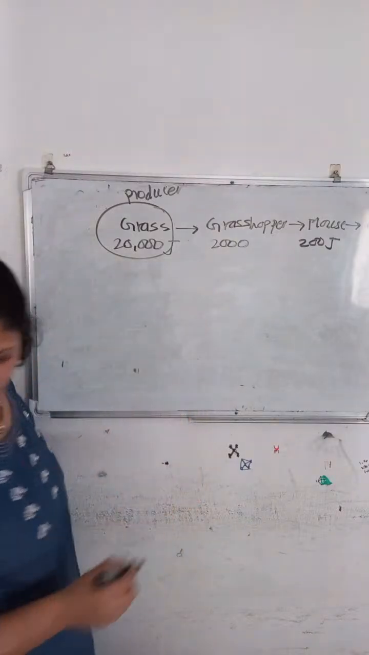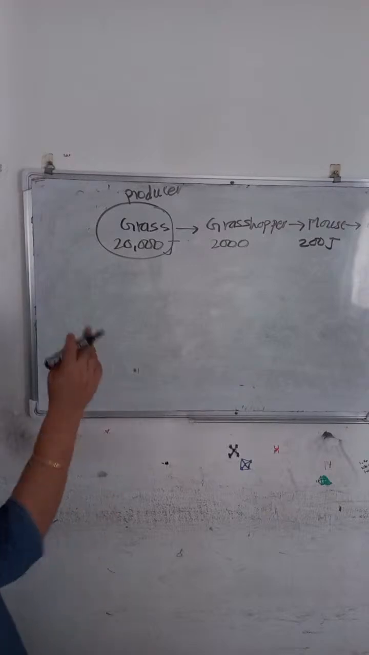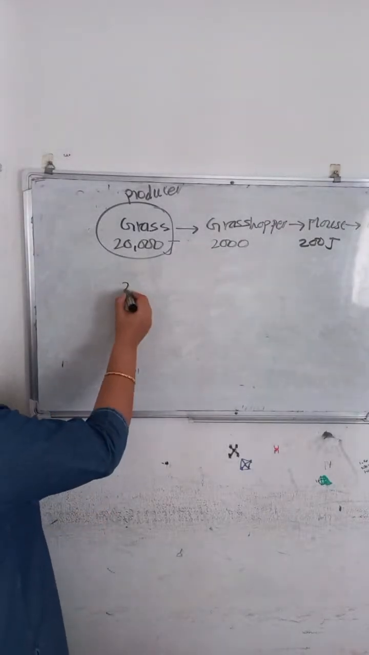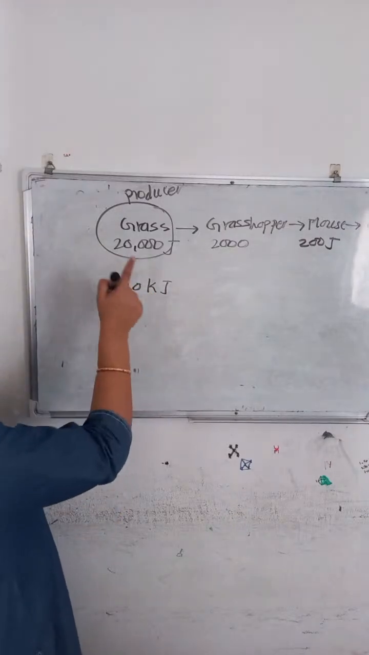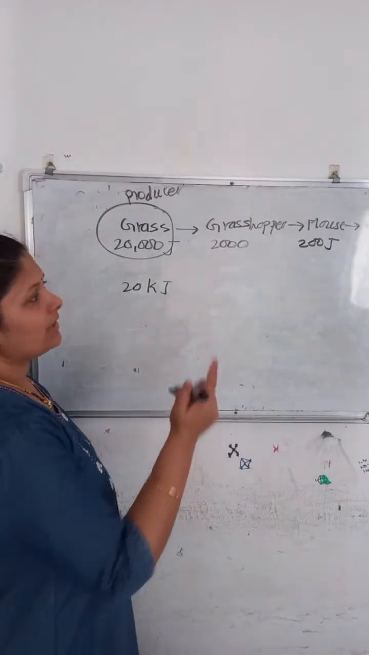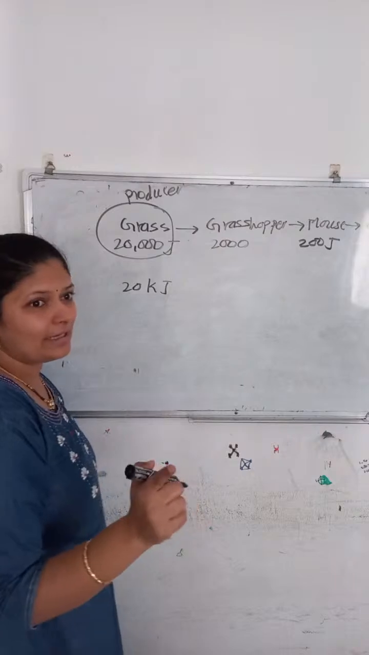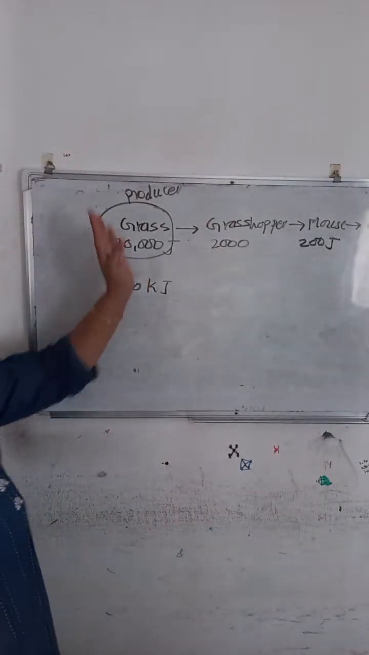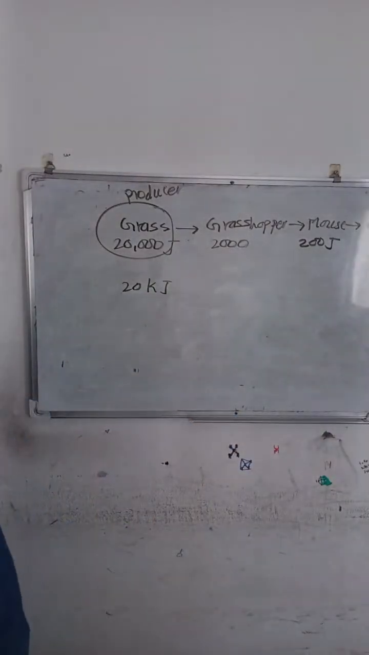Let me check the options given. Options are 2 joules, 20 joule, 2000 joule and 20,000 joule. Or maybe they can give 20k joules also, where k means kilojoule. So this is the answer. Can you get it? If this kind of question comes, do not leave it. If they are asking in the opposite direction, from top to bottom, we multiply by 10, and from bottom to top, we divide by 10, because here we are using the 10 percent law. Getting this?